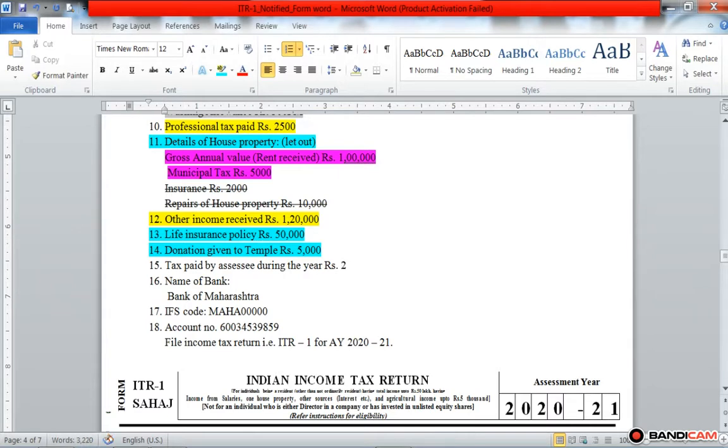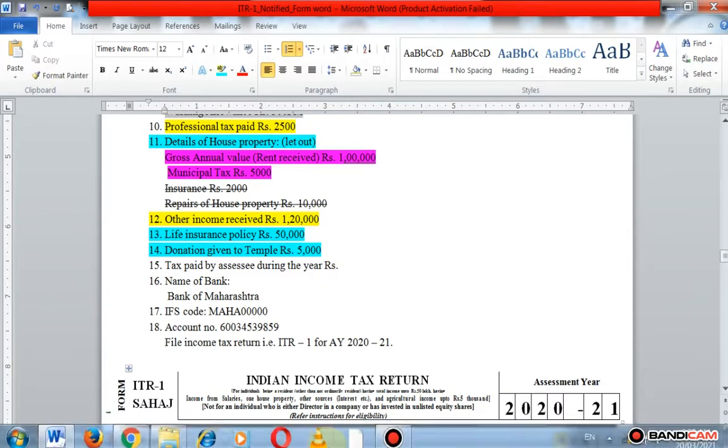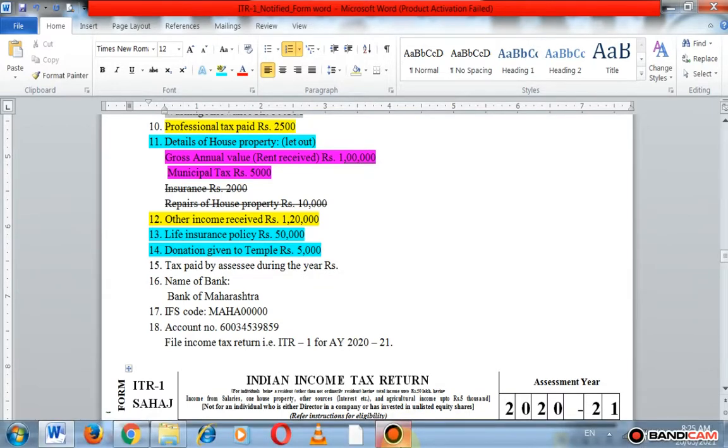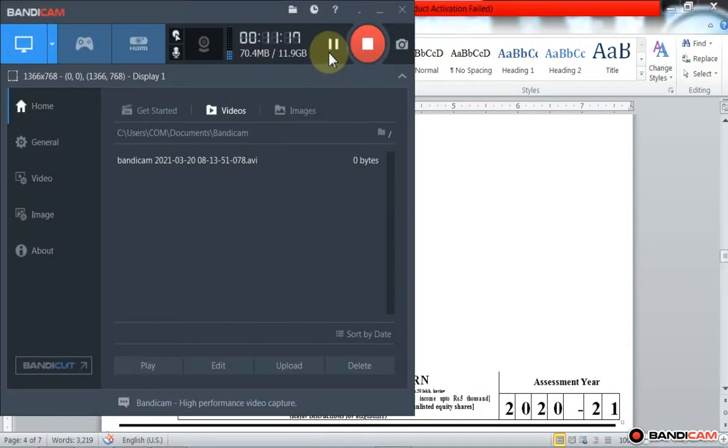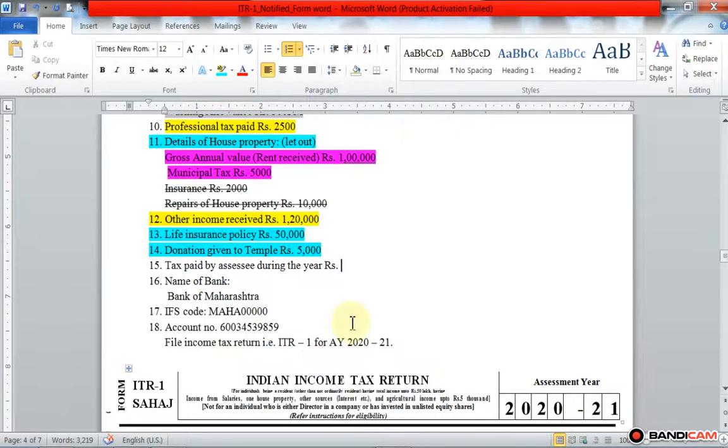Wait a minute. Tax paid by the SSC is given, but we forgot to write the amount in front of tax paid. So tax paid by the SSC during the year is rupees 60,000.